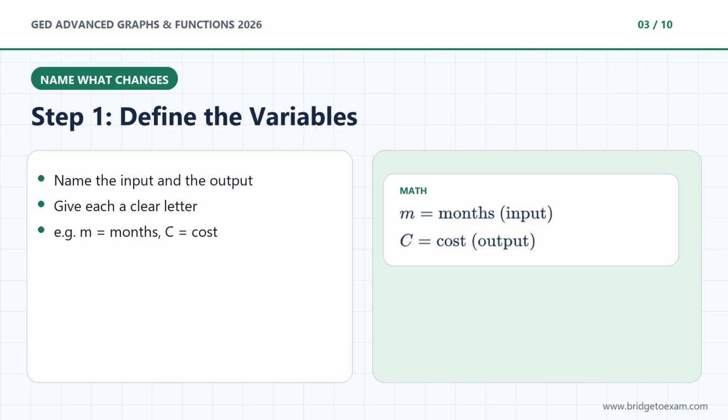Every model starts by naming your variables. Decide what the input is and what the output is, and give each a letter. If cost depends on months, let M stand for months, the input, and let C stand for cost, the output. Writing down what each letter means keeps the whole problem clear.